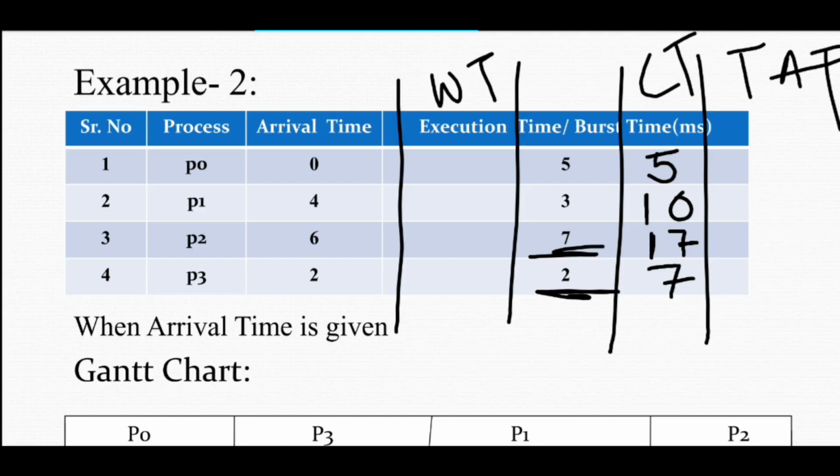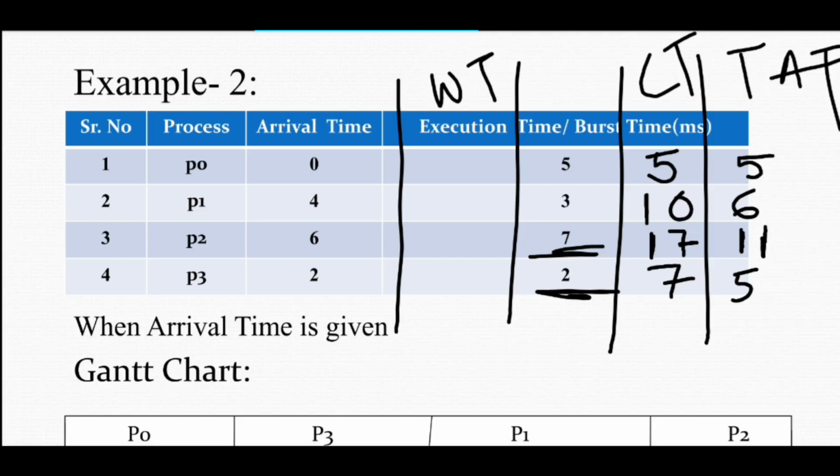We have to first find the turnaround time, and turnaround time means the total time a process is inside the CPU. How can you find the turnaround time? We simply subtract arrival time from completion time. For P0, completion time is 5 and arrival time is 0, so 5 minus 0 is 5. Then 10 minus 4 for P1 is 6. Turnaround time for P2 is 17 minus 6, which is 11. Then for P3, 7 minus 2 is 5.